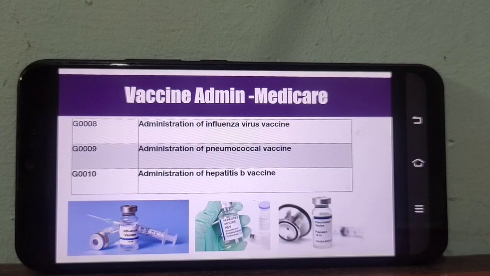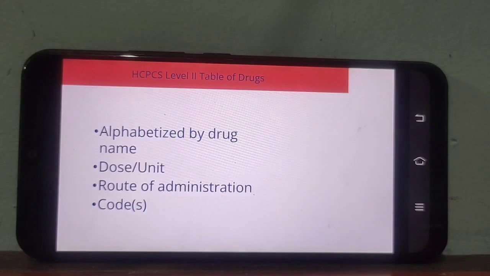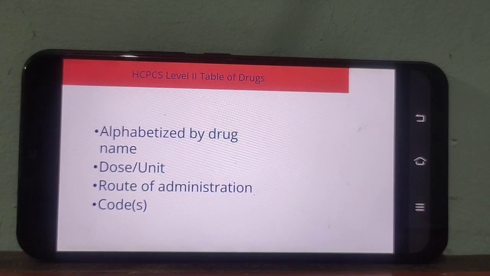Please take a note, guys. Based on these 3 things, we have to select the appropriate code from that table. And why are we reporting that code here? For the cost of that drug, we have to apply the code.